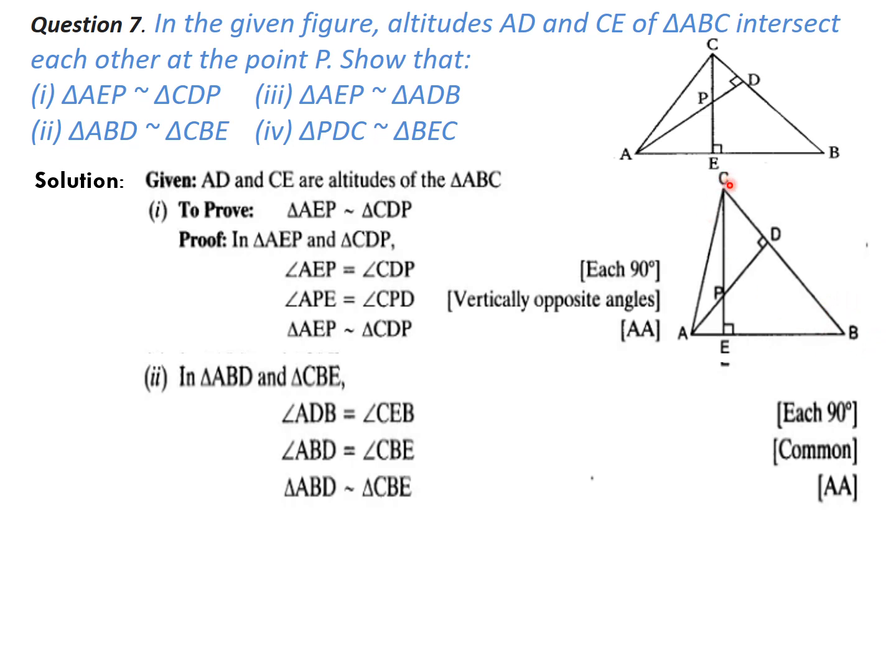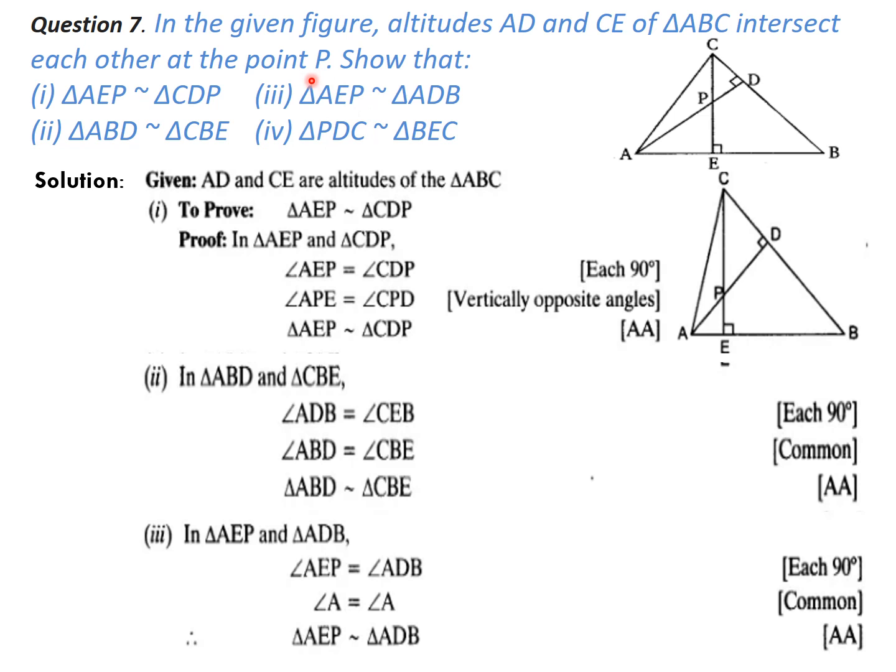And again, for the perpendicular CE in this triangle, we can see E is 90 degrees, and for triangle ADB, angle D is 90 degrees. So we can clearly see two angles are equal. So we'll write, angle ADB is equal to CEB because they are 90 degrees, and angle ABD is equal to CBE because they are common. Therefore, by AA similarity criterion, triangle ABD is similar to triangle CBE.